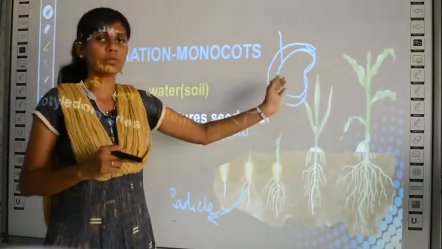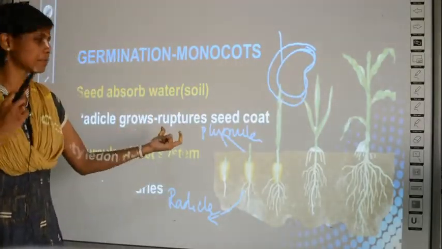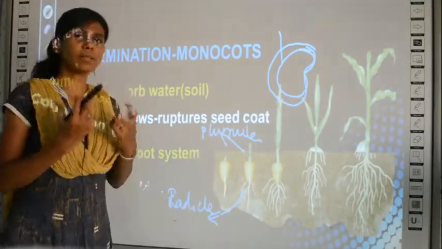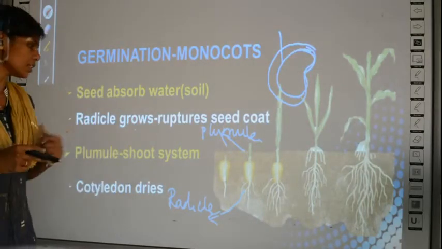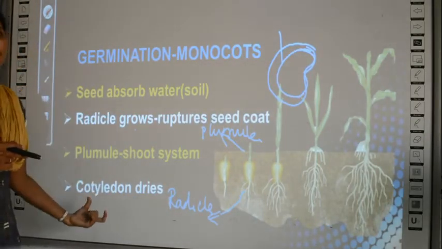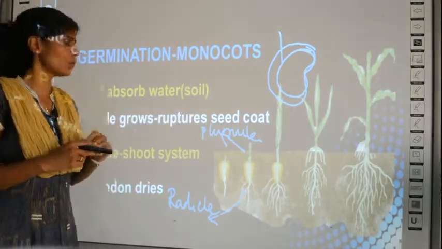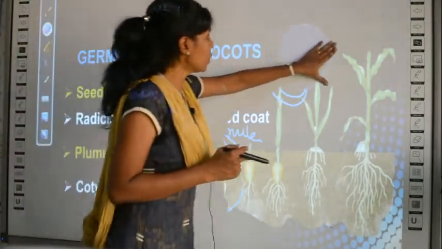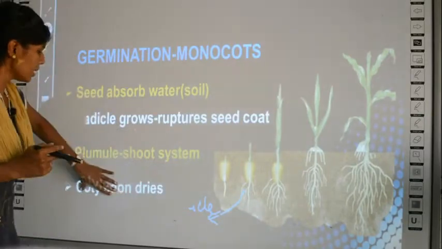At first it surrounds the seed, right? It no longer surrounds it because it is ruptured. As soon as the radicle develops, it will rupture the seed coat, and then the plumule, that is the shoot system, will develop, and finally the cotyledon will dry and the plant will grow as usual. This is about germination in monocotyledonous plants. Next we will see germination in dicots.